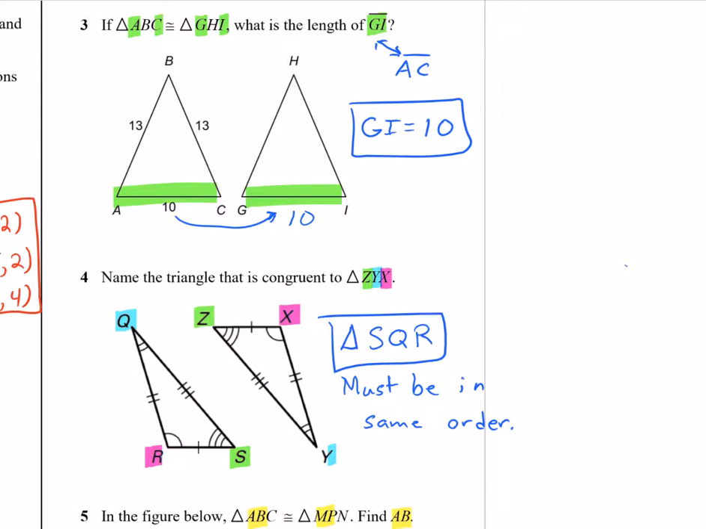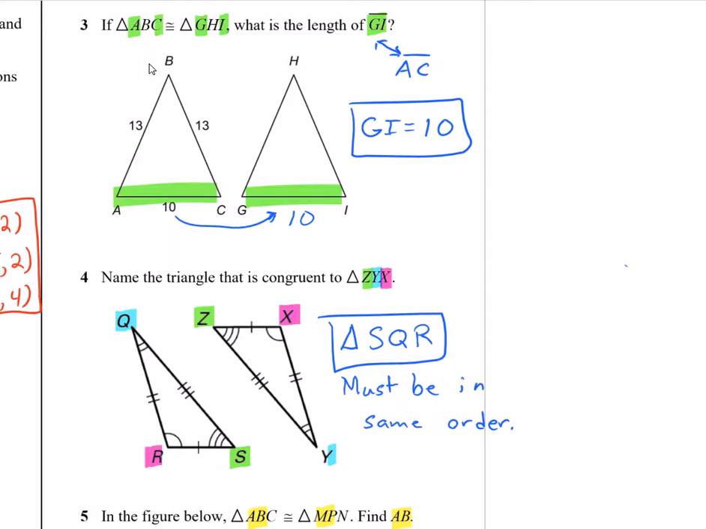Now let's look at number 3. It says if triangle ABC is congruent to triangle GHI, what is the length of segment GI? So again, the order does matter with these different congruence relationships. GI is the first and the third letter.